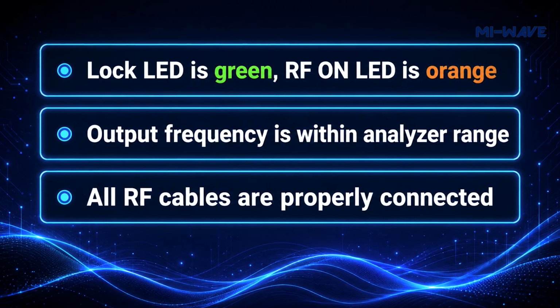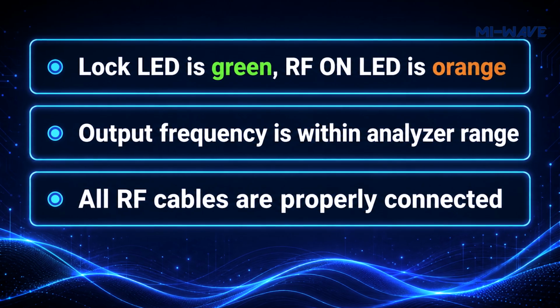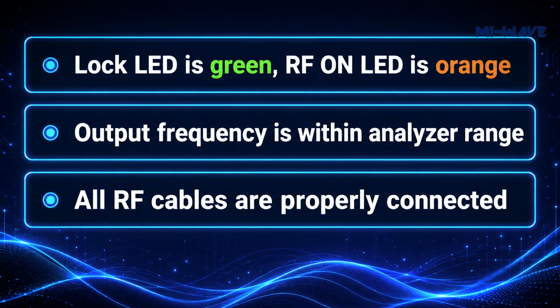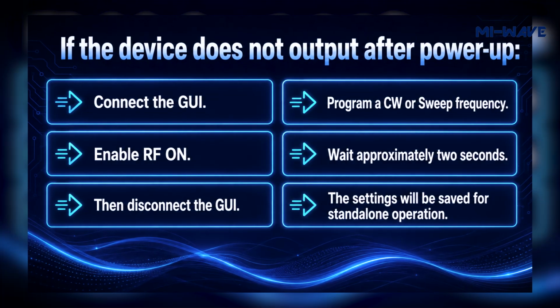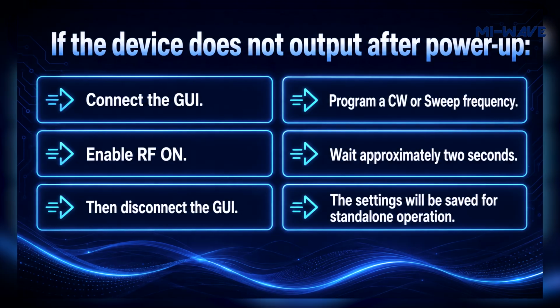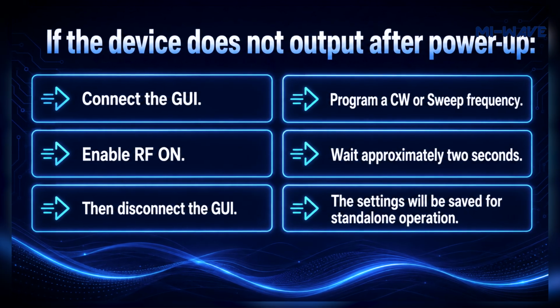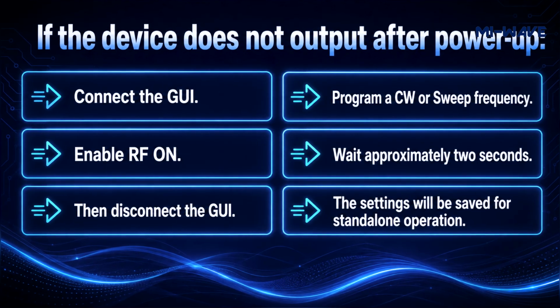If there is no output signal on the spectrum analyzer, confirm that the lock LED is green, RF on LED is orange, output frequency is within analyzer range, and all RF cables are properly connected. If the device does not output after power up, connect the GUI, program a CW or sweep frequency, enable RF on, wait approximately 2 seconds, then disconnect the GUI. The settings will be saved for standalone operation.